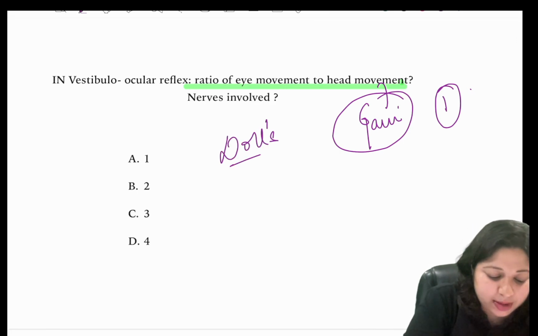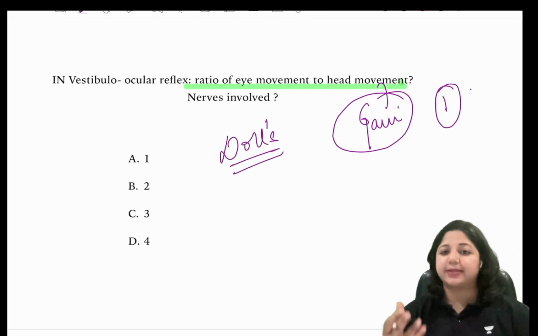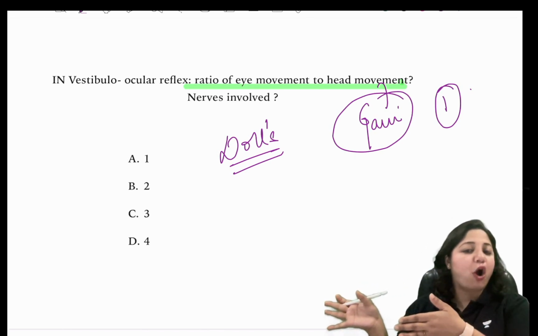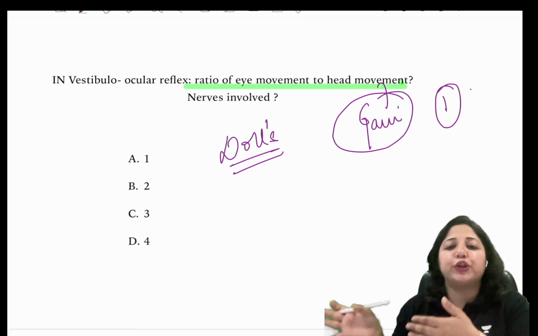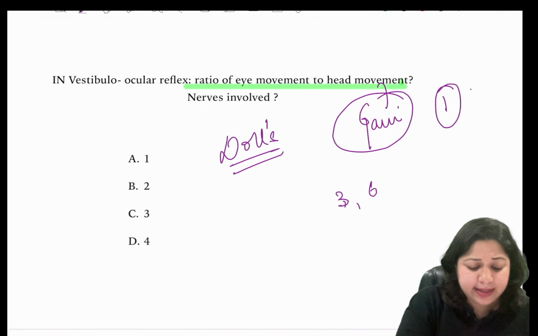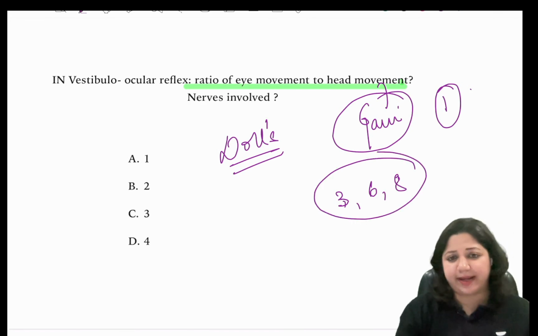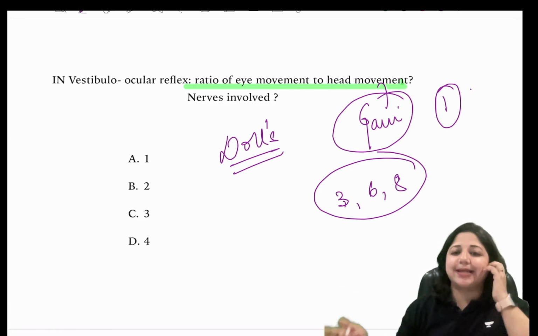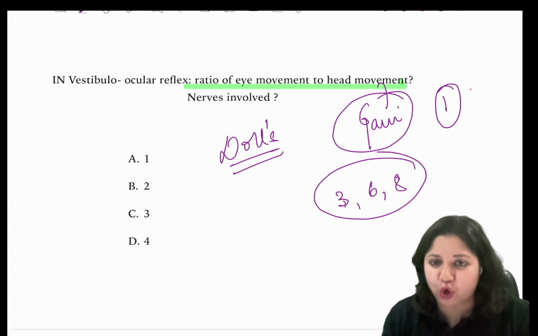So what is vestibulo-ocular reflex? It is the doll's eye movement or the doll's eye reflex. How do you do it? The most common is you move the head and the eyes move on the opposite side. So when the eyes move on the opposite side, what are the nerves involved? We all know 3, 6 and 8. We do not forget this. 3 ka double 6 plus 2 8. So 3, 6 and 8 is the number which we never forget when you talk of the doll's eye.